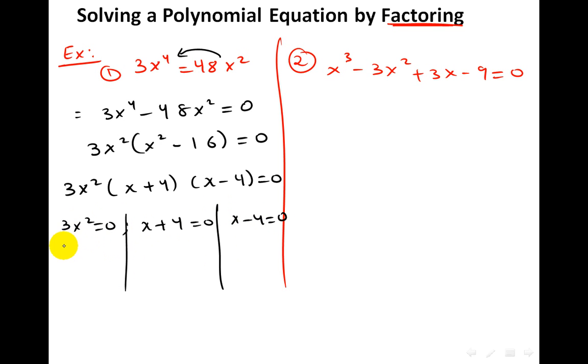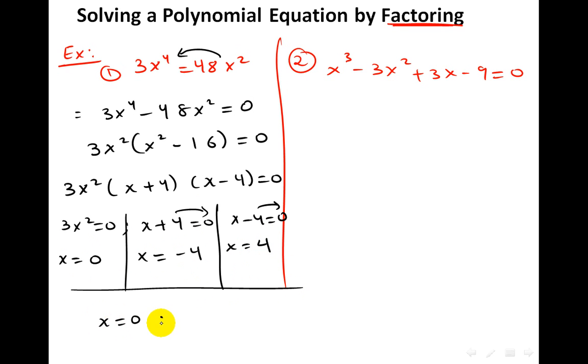If 3x squared equals 0, that means x would be what? 0, because nothing to do here, just divide both sides by 3 and it will be 0. Here bring the 4 back, so you'll have x equals negative 4, and same thing here, if you bring the negative 4 back, x will be positive 4. So here you have three solutions where x is 0 or x equals positive or negative 4. Good. So we're done with the first one. Let's see how to solve this second equation.